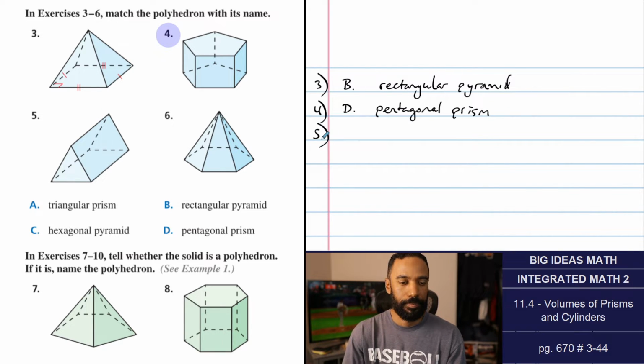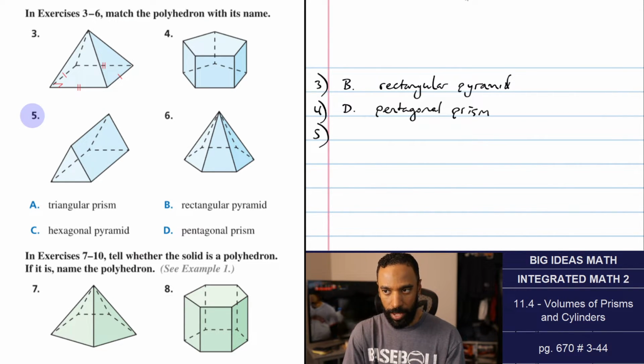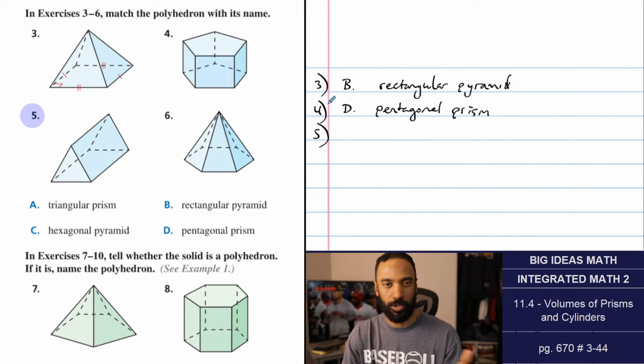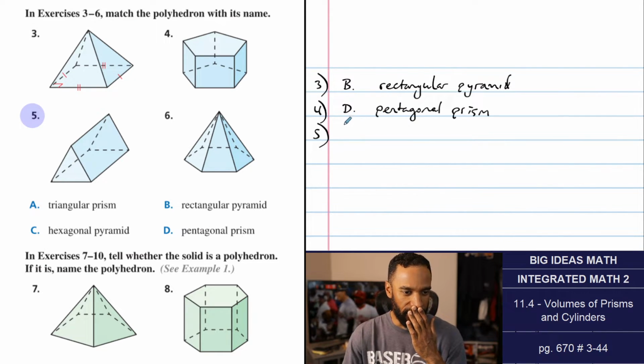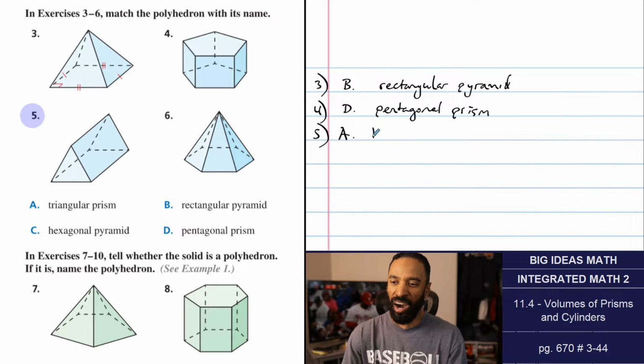Number 5. The base, this is not a pyramid. Number 6 is a pyramid. This one's not. This is a prism. The bases are in front and back. Those bases are triangles. They are the unique types, whereas the rectangles are the lateral faces. This is a triangular prism.